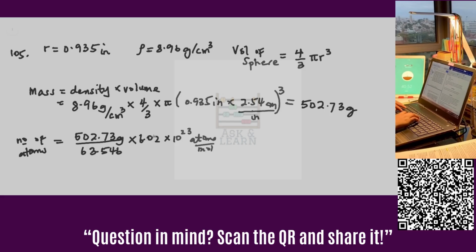Then multiply this by Avogadro's number, 6.02 times 10 to the power 23 atoms per mole. The units for the molar mass is grams per mole. So we can see the grams cancel, moles cancel. We're going to be left with atoms. And this is going to give us 4.76 times 10 to the power 24 atoms.